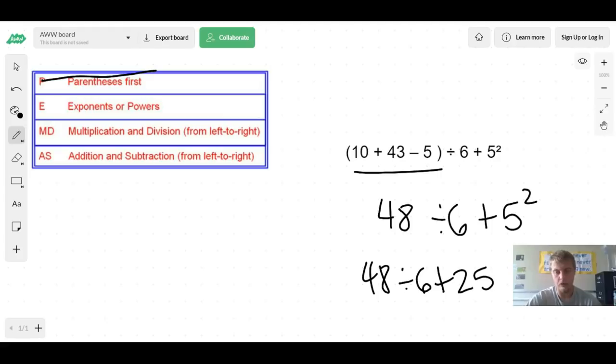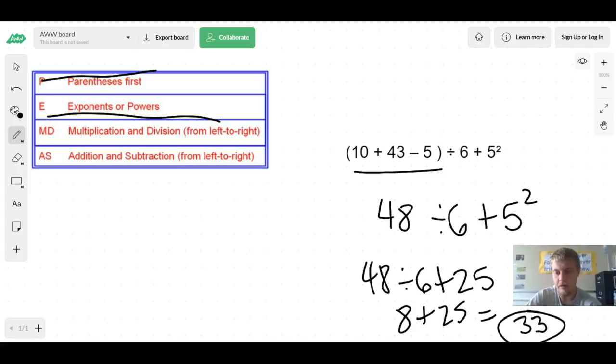From here, our next operation would be multiplication or division. So we have a division, so we'll do that next. That's going to give me 8, because 48 divided by 6 is 8. And then plus 25 is our last operation, so that would be equal to 33, and that would be our final answer. So again, we just go through our order, and we just try to see how it works out at the end. Try another one.